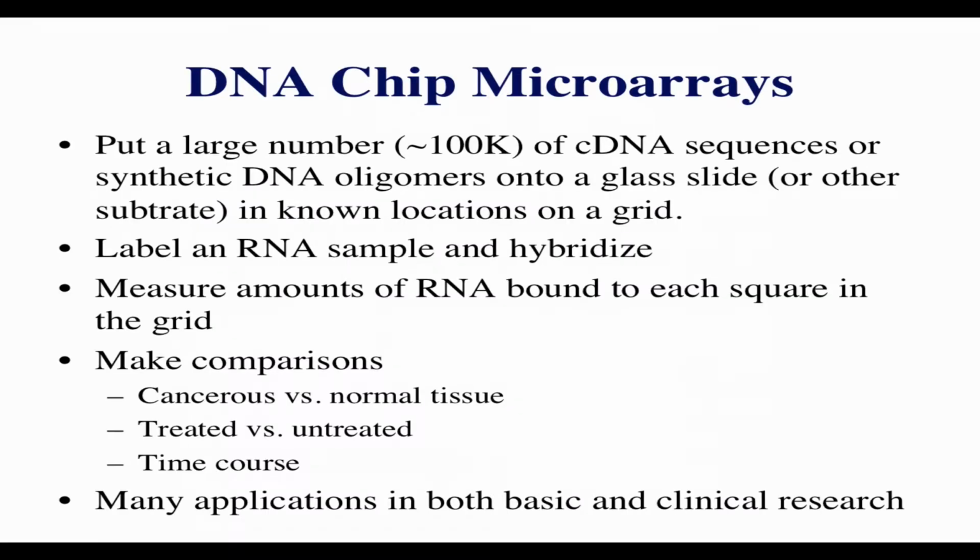So things really took off when people decided to move away from cellulose filters and start spotting DNA directly onto glass, or some variant of glass, which they started to call a DNA chip. The spots could be much smaller. They could treat the glass with some substance that would cause nucleic acids to bind very tightly. And then you could start building automated spotting robots.